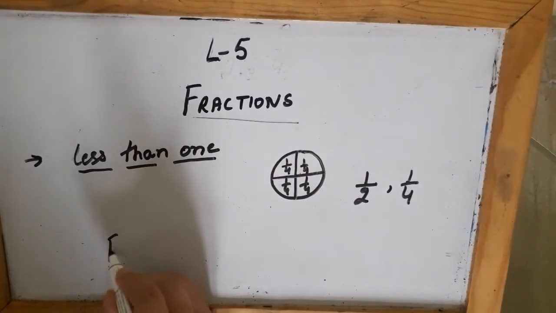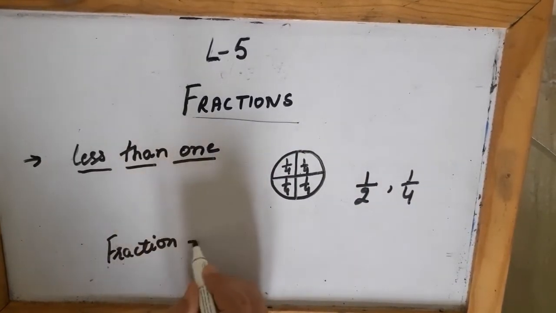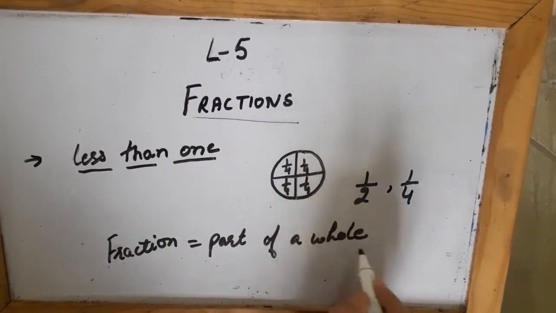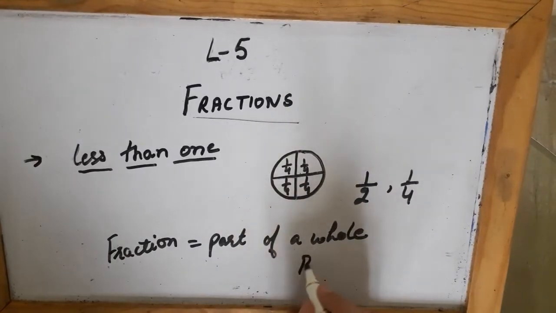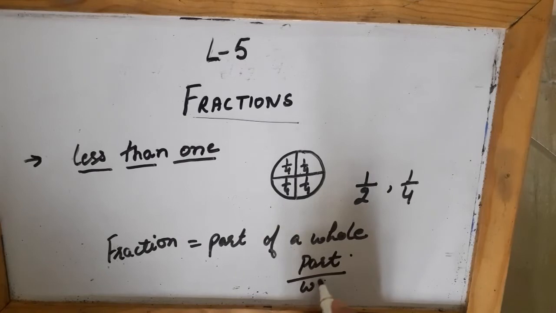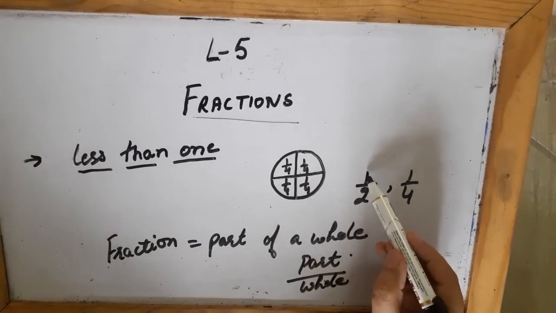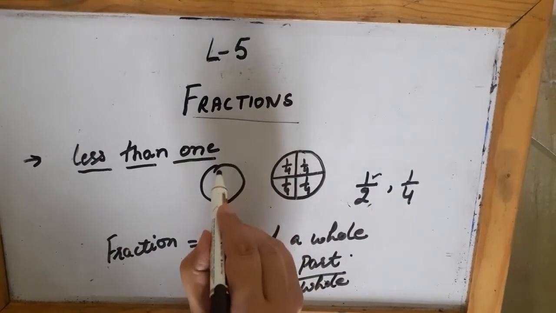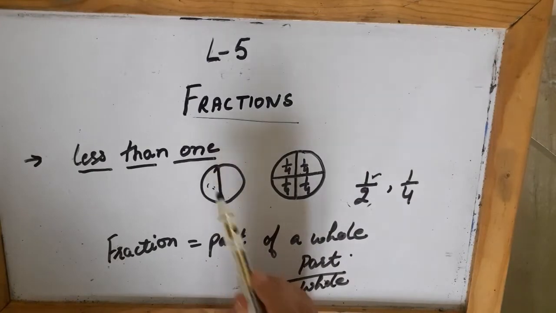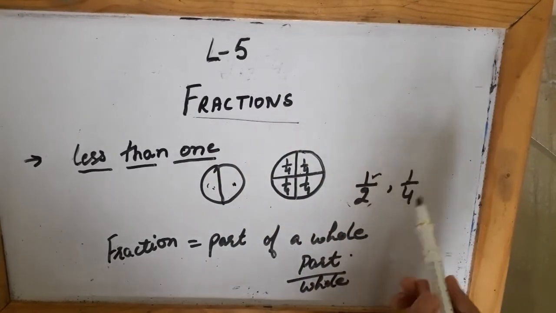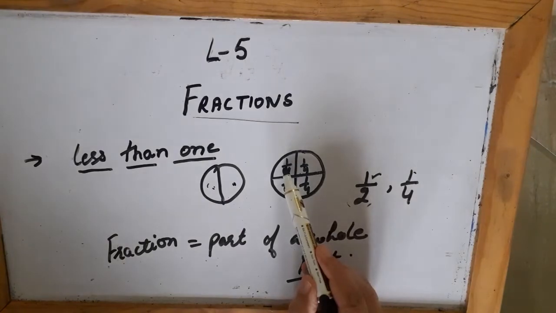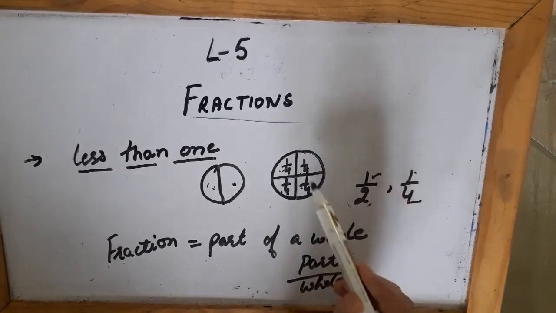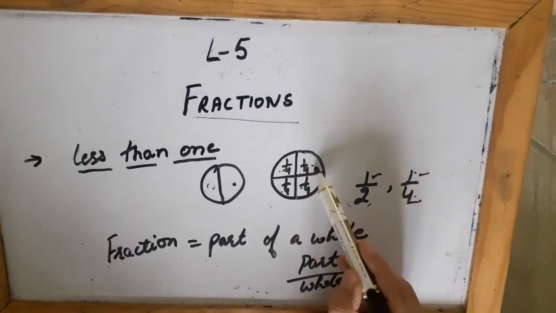So I can say that fraction means part of a whole. Whole means the entire figure, part of a whole. It's a part of a whole means this is one part out of total two parts when I divided this cake into two parts. So one part out of total two parts, while this is one part out of total four parts.